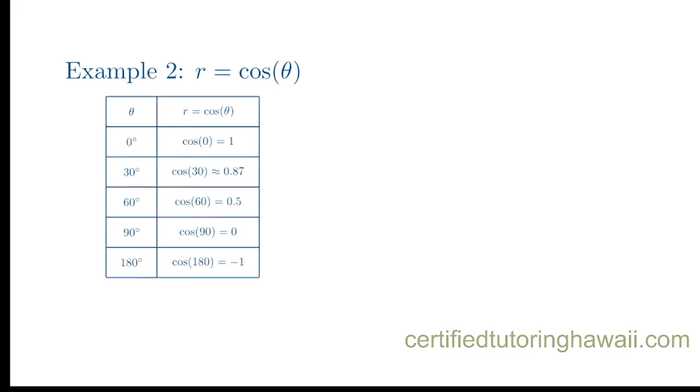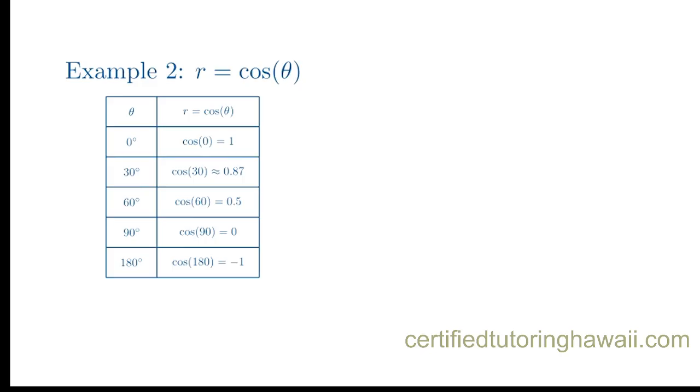At theta equals 0, r is cosine of 0, which is 1, so we have the point (1, 0 degrees). At 30 degrees, r is 0.87. At 60 degrees, r is 0.5. At 90 degrees, r is cosine of 90, which is 0. And at 180 degrees, r is -1. This last point is tricky.